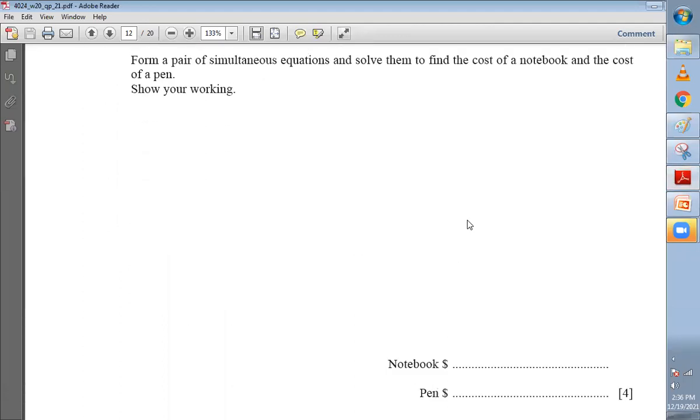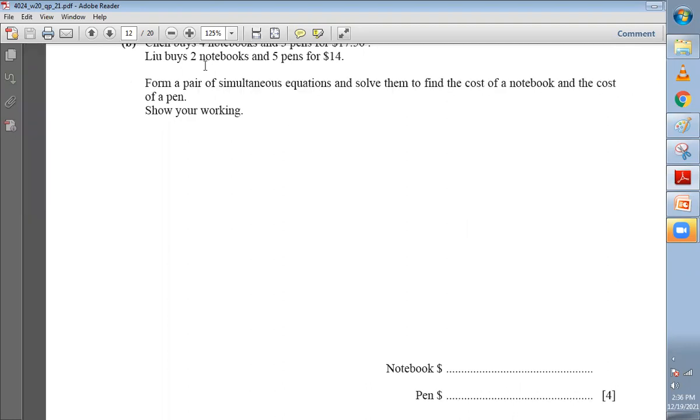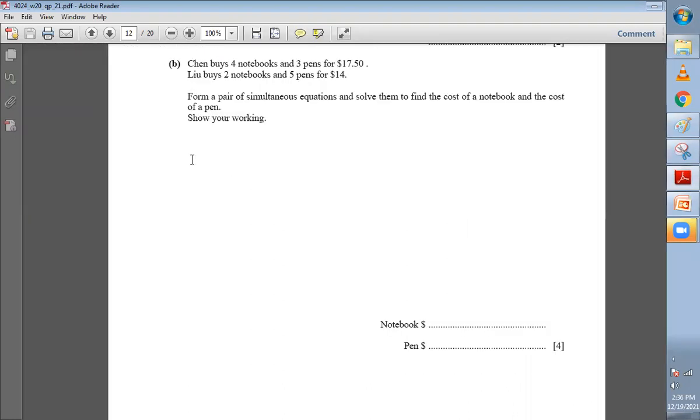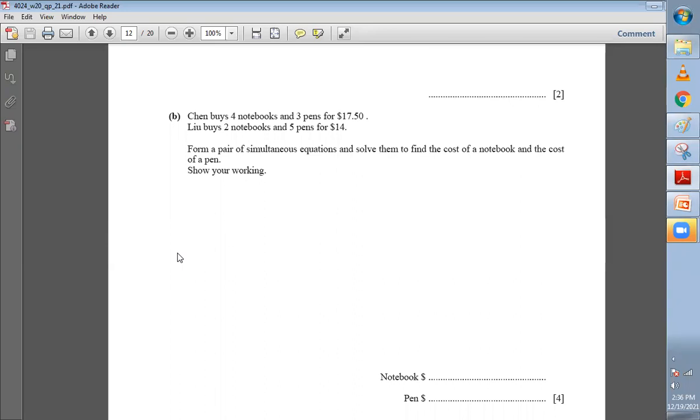Now we have a 4-mark question coming up on your screen, and it says Chen buys 4 notebooks and 3 pens for $17.50. Leo buys 2 notebooks and 5 pens for $14. Form a pair of simultaneous equations and solve them to find the cost of a notebook and the cost of a pen. Show your working.